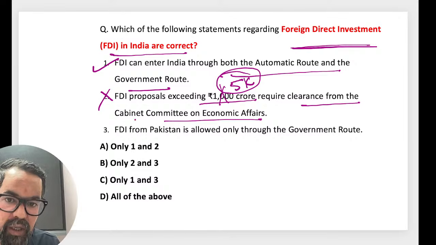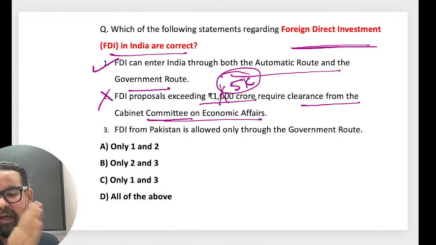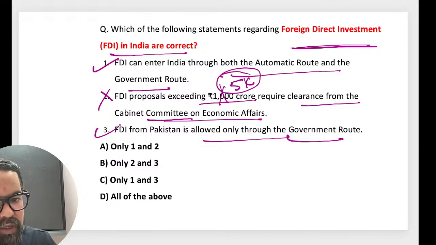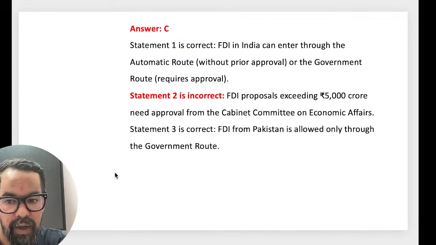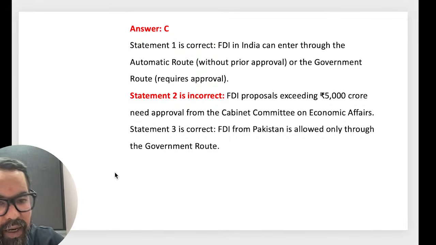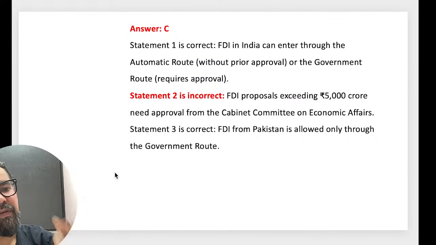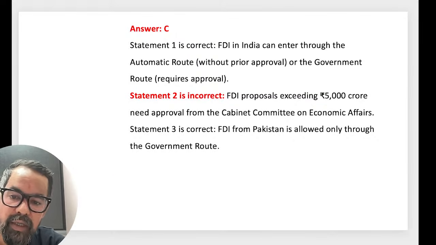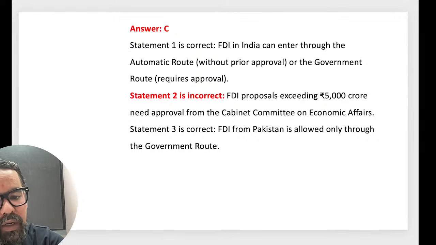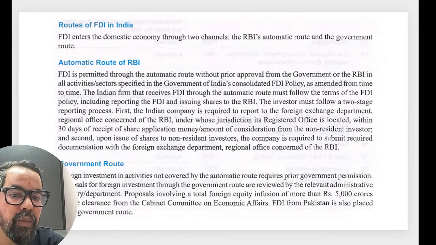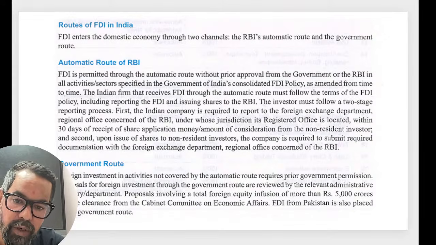The Cabinet Committee of Economic Affairs, which has multiple members. FDI from Pakistan is allowed only through the government route. Yes, 1 in 3. Again, option C will be the right answer for this one. Pakistan, that is allowed, but even though there is a 100% FDI rule for normal nationals, if a Pakistani investor is making an investment, that requires prior approvals from the government. So that is the case.